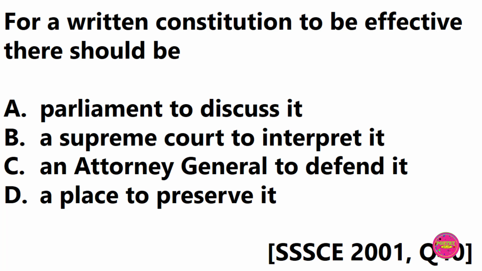For a written constitution to be effective, there should be A. Parliament to discuss it. B. A Supreme Court to interpret it. C. An Attorney General to defend it. D. A place to preserve it. The correct answer to this question is B. A Supreme Court to interpret it.